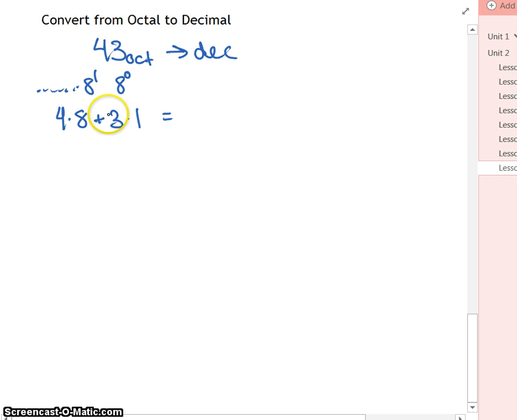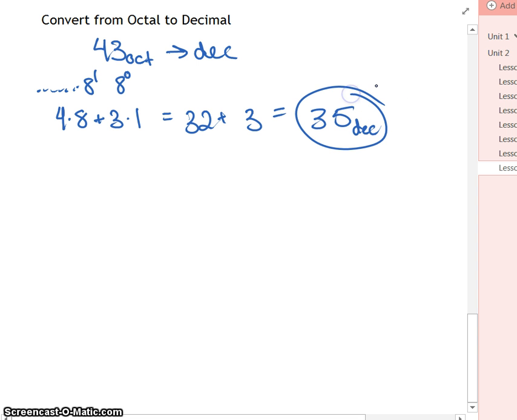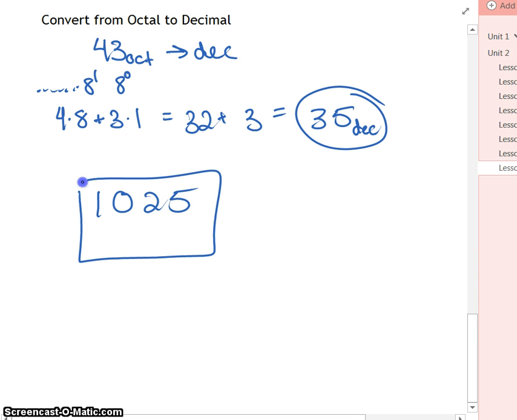So we're getting 12, nope, 4 times 8 is not 12, 4 times 8 is 32, plus 3, which is 35, and that's decimal. If you had like 1025, I'm going to put that in a box because it's a little easier with these larger numbers like that.